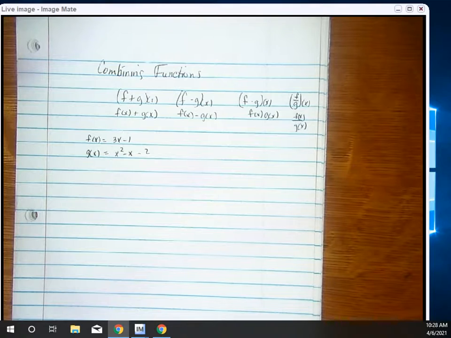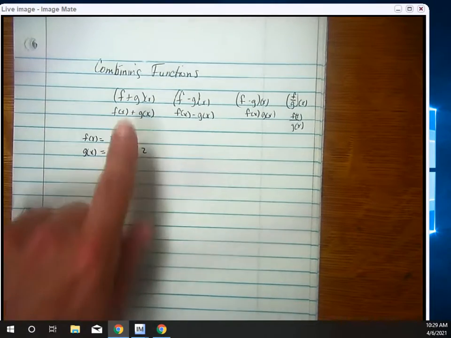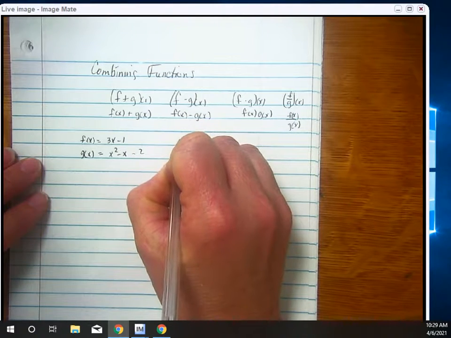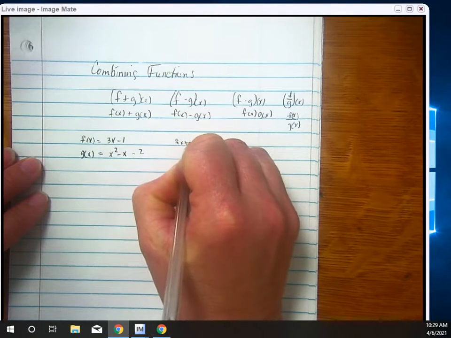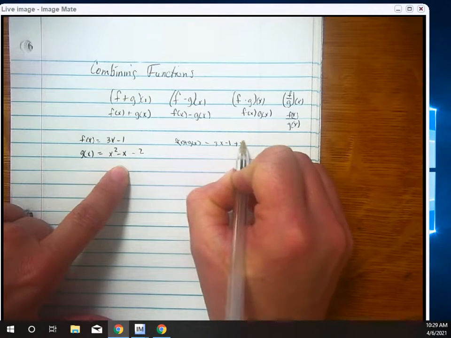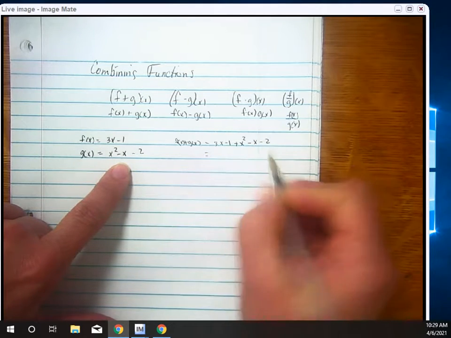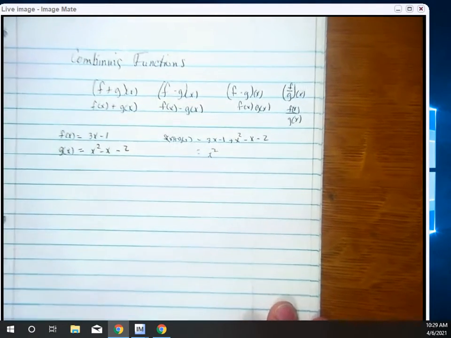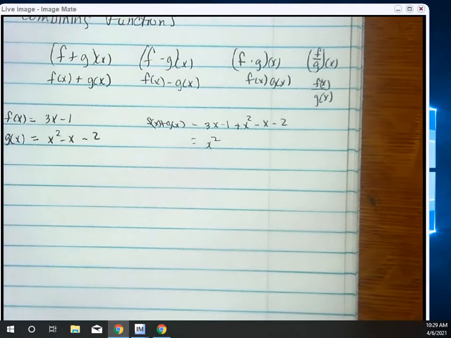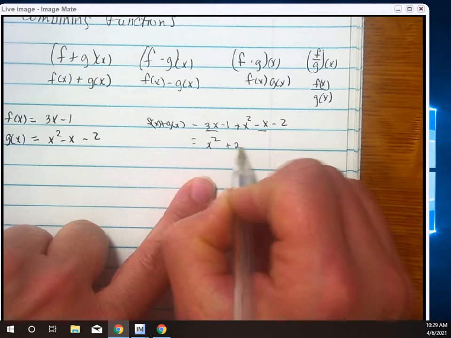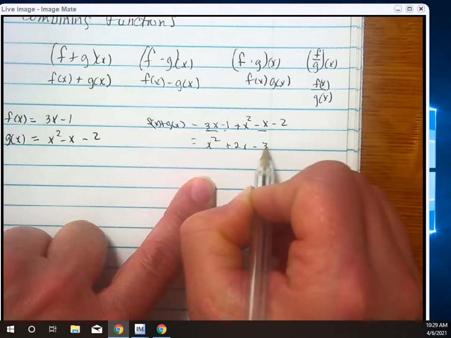F of x is 3x minus 1. G of x is x squared minus x minus 2. Typically, the adding is not going to be an issue because you just combine your like terms. F of x plus g of x, you're taking your 3x minus 1 and you're adding x squared minus x minus 2. And I would suggest putting it in order of exponents. Is that better? 3x minus x is 2 x's, and negative 1 minus 2 is a negative 3.